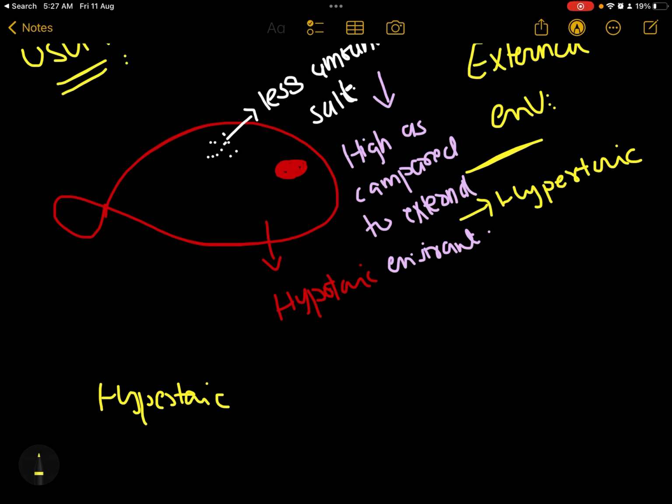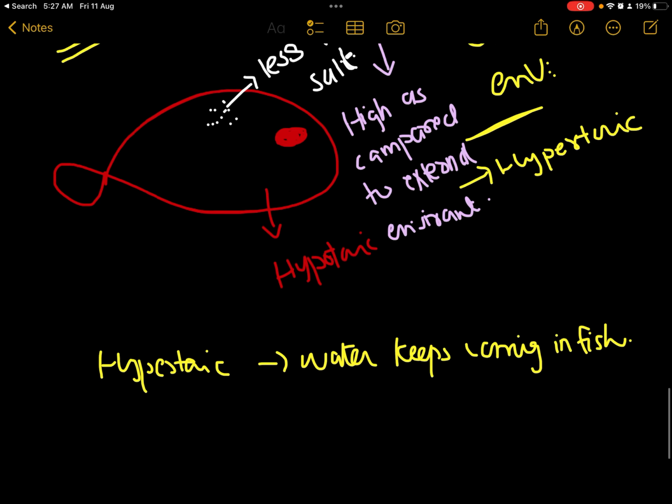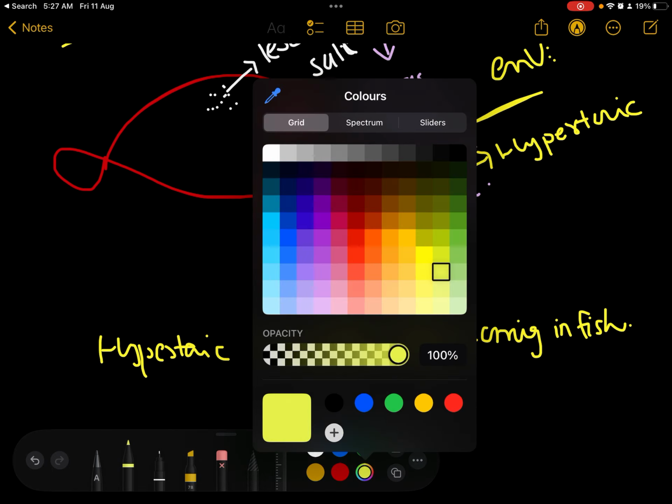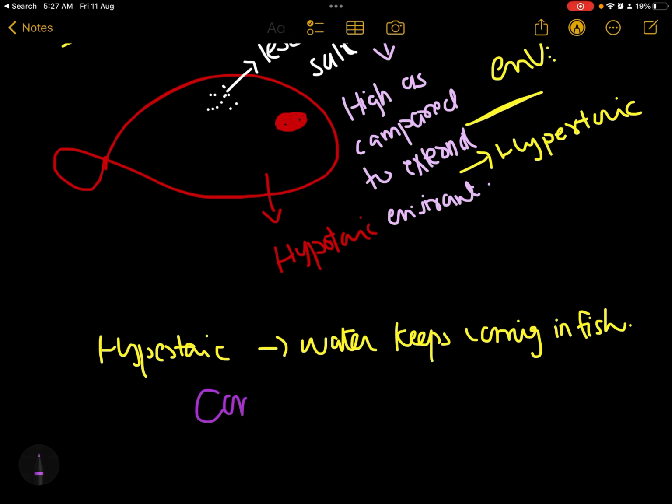So water keeps coming inside the fish. Basically they feel flooding, right? So they need to remove this excess of water, and for that purpose they pass concentrated urine.